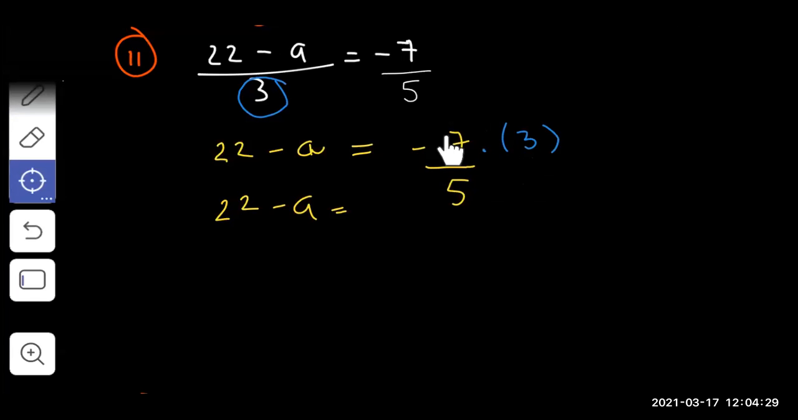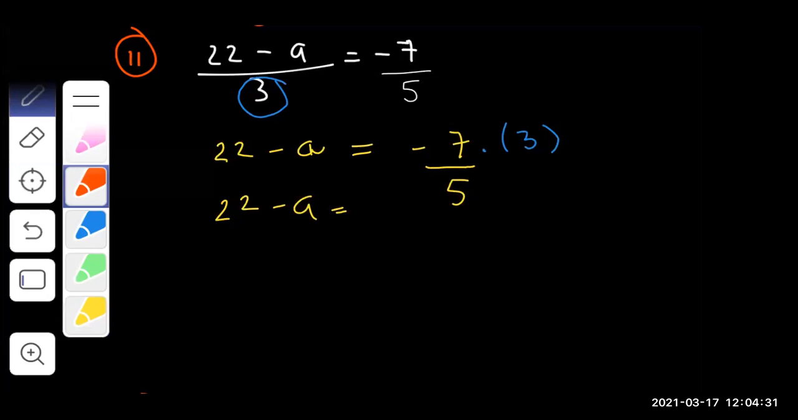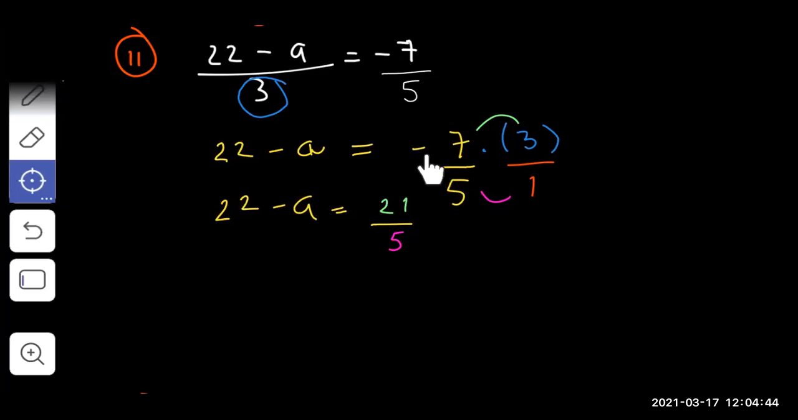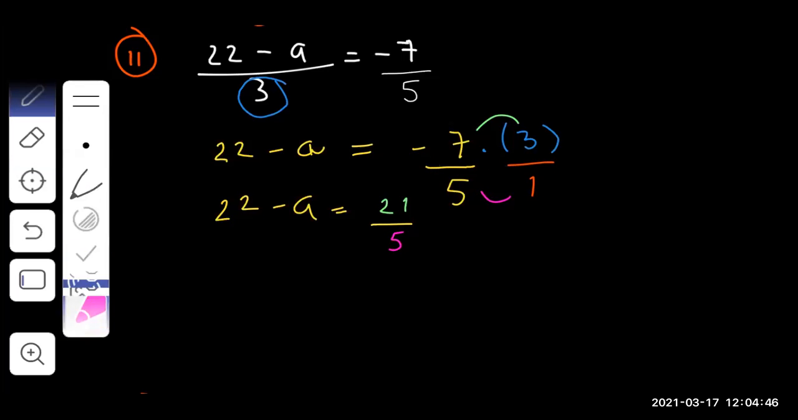What is this, guys? It's a multiplication of fractions. I have one here. Let's do it. 7 times 3 is 21 over 5. Positive or negative? One is negative and that is negative, right? It's negative.